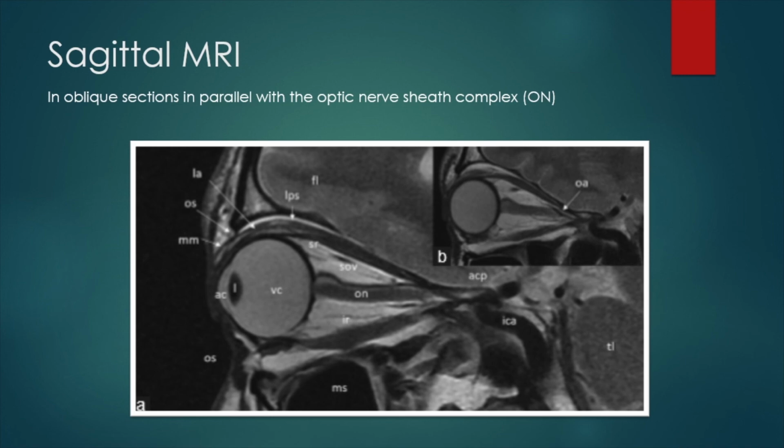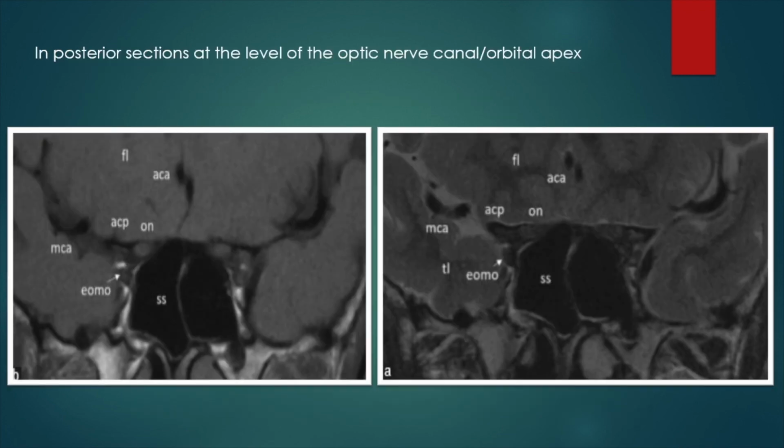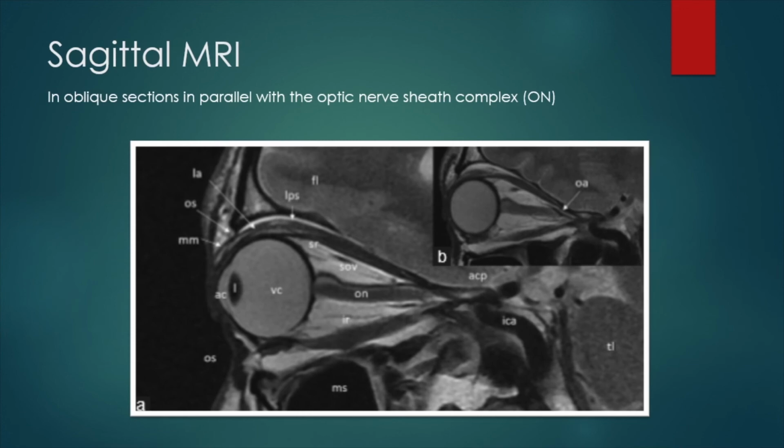So this is the sagittal MRI, in its oblique section in parallel with the optic nerve sheath complex. Again, these are the normal structures which we could see in this kind of section. So this is the anterior chamber, vitreous cavity, optic nerve, anterior clinoid process, LPS muscle, and the orbital septum, which we could see here.